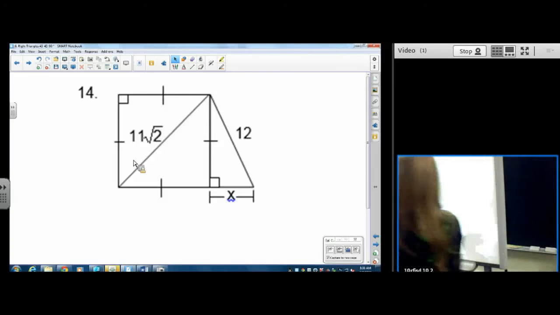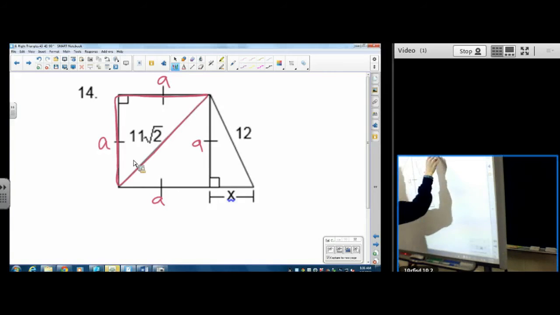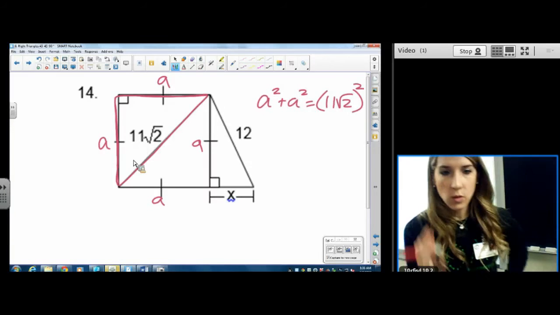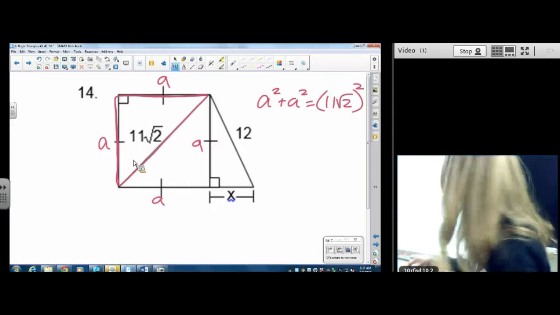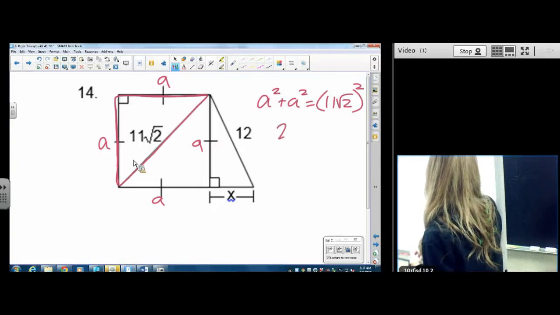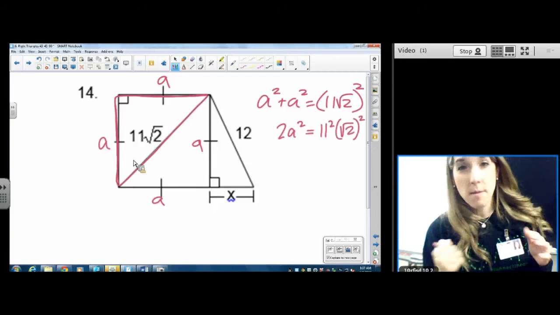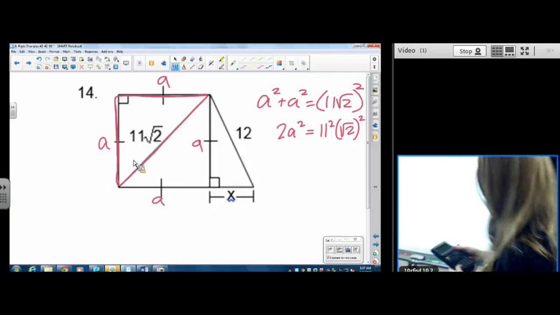So technically on this one, you would want to name all the sides a letter, like A. If you're looking at this right triangle, you would do A squared plus A squared equals 11 root 2 squared, okay? Because it's a square and all the sides are the same letter. Don't name one of them X and one of them Y. Name them both the same letter. So this is 2A squared equals, be careful, that's 11 squared times square root 2 squared. Remember, you have to square both terms. Very important. Let's see, what is that? 121 times 2?